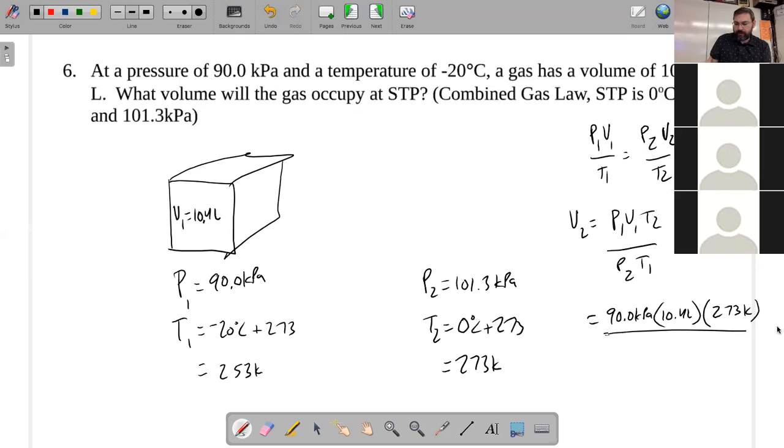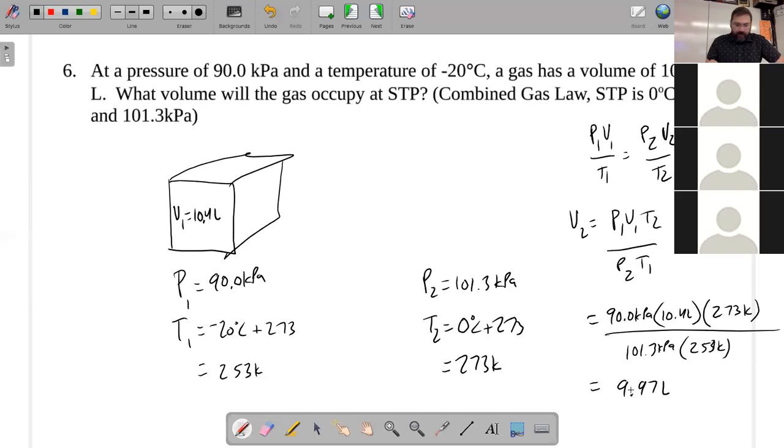So the pressure and temperature units don't matter so long as they match in the problem, meaning each of these pressures has to be the same pressure. These volumes will be the same volume units, but the temperatures must be in Kelvin. P2 is 101.3 kilopascal, and then T1, starting temperature, 253 Kelvin. So that comes out to be 9.97 liters.